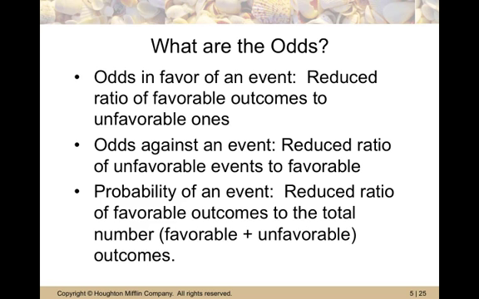So what are the odds? Odds and probability are related, but they're not the same thing. Even though you'll hear people use them interchangeably, they're not precisely the same. Odds in favor of an event is the reduced ratio of favorable outcomes to unfavorable outcomes. Odds against an event is the reduced ratio of unfavorable events to favorable events. Okay, so that's very similar, but it's different than the probability of an event. Probability is the reduced ratio of favorable outcomes to the total number, favorable plus unfavorable outcomes.